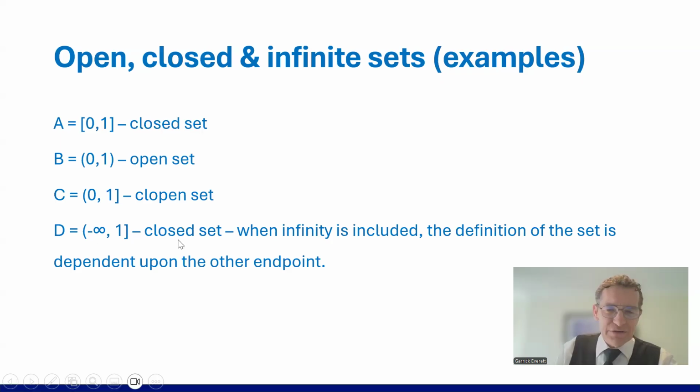So here we've got a closed set. So if it's got infinity, like I said, positive or negative infinity at one end, and the other end is closed, then we're declaring that is a closed set. When infinity is included, the definition of a set is dependent on the other endpoint. So this is a closed set.